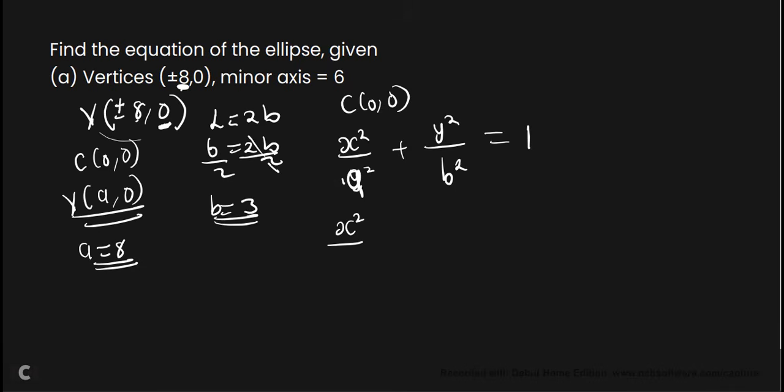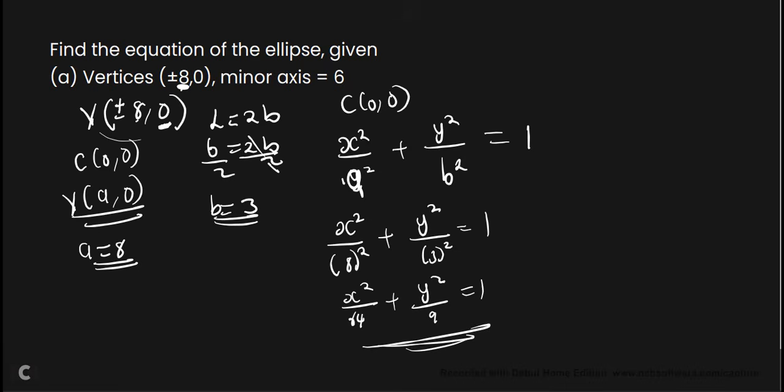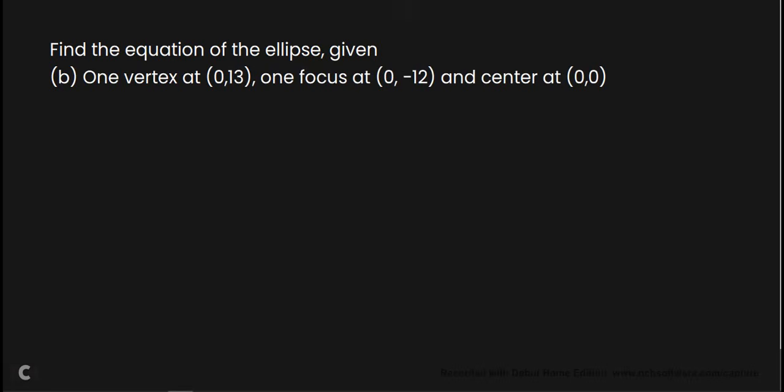Then what is your a? It is that. What is your b? Such that you have x squared over 64 plus y squared over 9. Just like that. Simple, straightforward. So this is how you want to answer that question. Then let's go to B.